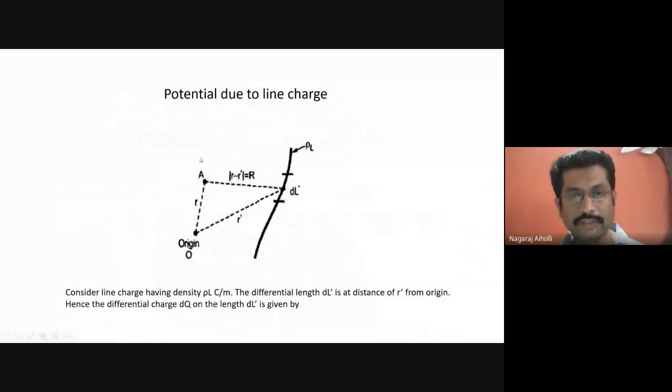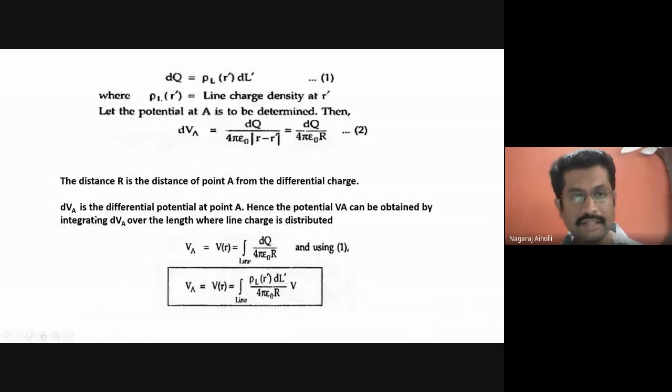If we want the total potential at point A, then we have to take the line integral over the length over which the entire charge is distributed. We have to take the line integral of the differential potential dV_A to obtain the total potential V_A at point A. That is what we are taking in the next equation. The potential V_A can be obtained by integrating dV_A over the length where the line charge is distributed.